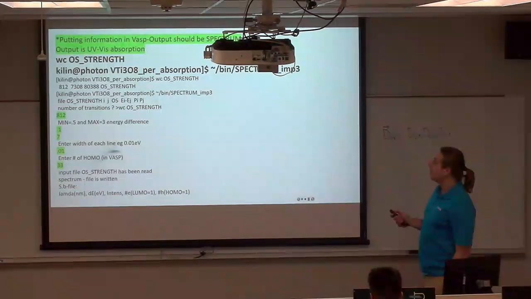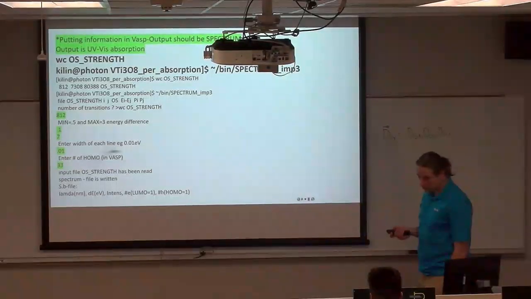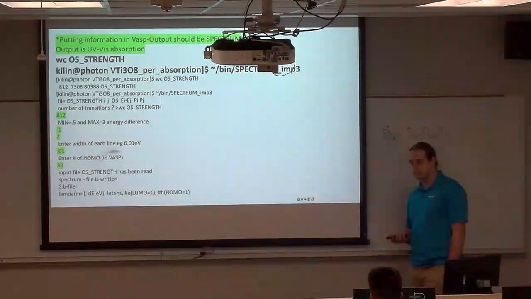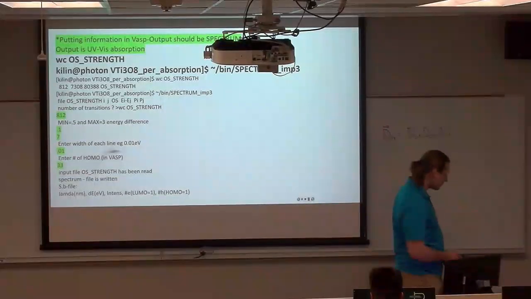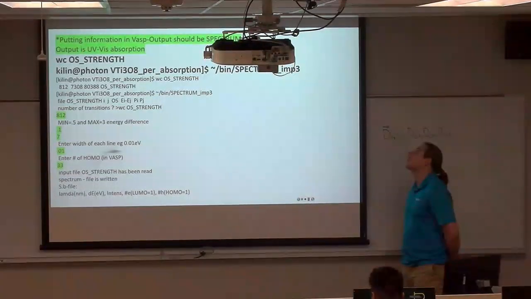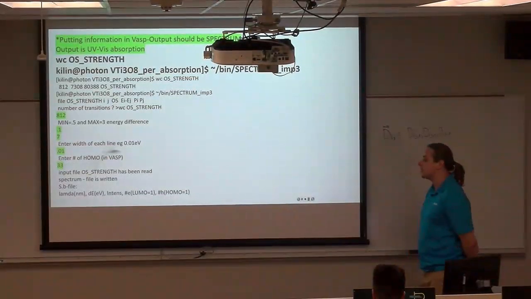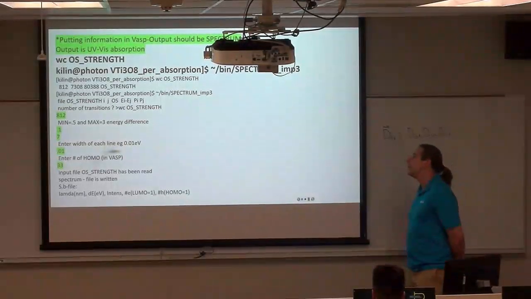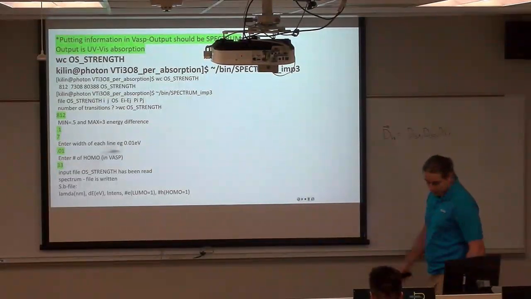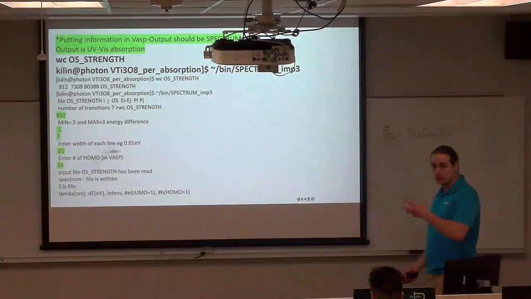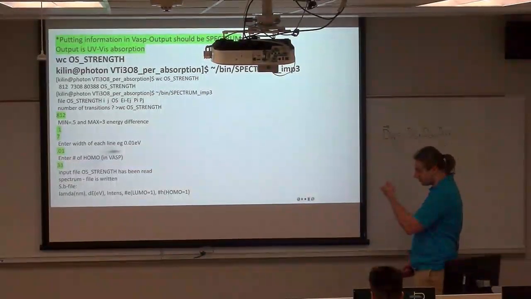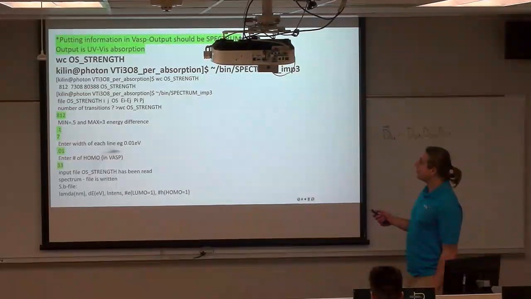Okay. Why do you combine transitions with spin up and transitions with spin down into the same file? My understanding is we need both to get the correct information we need. That's correct. Yep. So we wanted that one file to be able to calculate the difference between the two to get the UV-vis absorption, I believe. Okay, so we're going to be putting this information in VASP output should be spectrum.